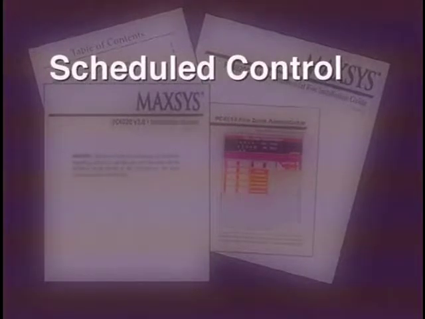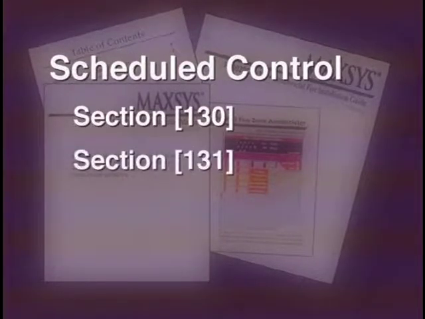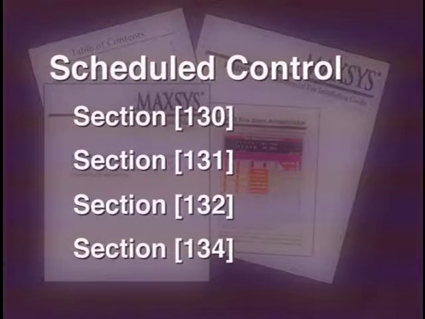To program an automation item for schedule control, program section 130 with the house code and unit number. In section 131, turn on the appropriate options. In section 132, turn on whichever schedules the automation item is to follow. And finally, in section 134, program data 02 for schedule control.